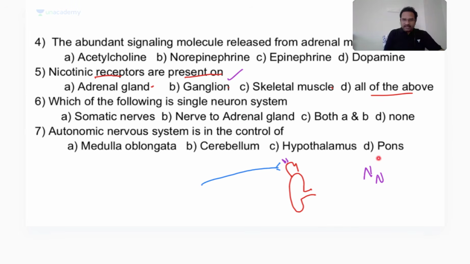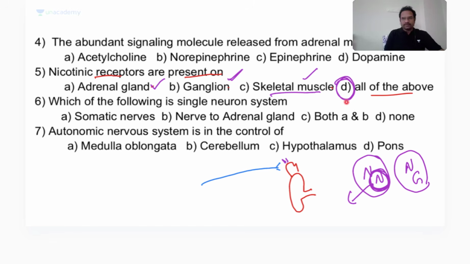They are denoted as NN, nicotinic neuronal, or in certain textbooks, it is also known as NG, nicotinic ganglion. So it is present on the adrenal gland, it is present on ganglia, and on skeletal muscles. All skeletal muscles are innervated by nicotinic receptors. Downregulation of this nicotinic receptor is what causes myasthenia gravis. So the answer is all of the above.